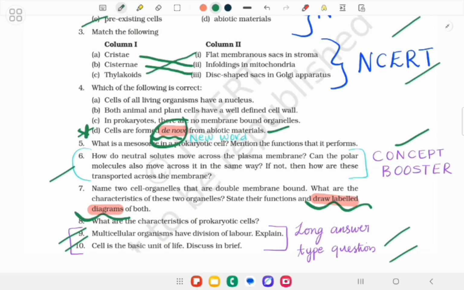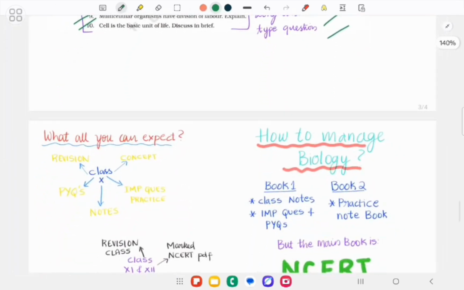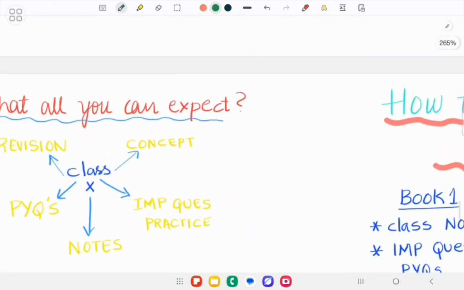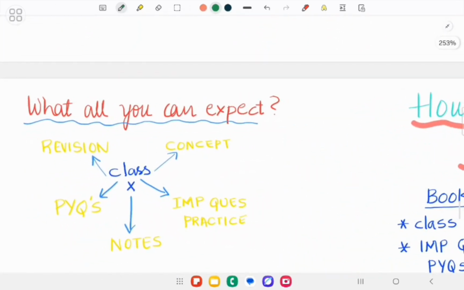And of course, as I said, diagram based questions are present. You have to make sure that you know the diagram and you know to draw. And of course, long answer type questions. Some of these questions, 9 and 10th question, are directly from your NCERT which they will give in your board exams, and these usually come for 5 markers.